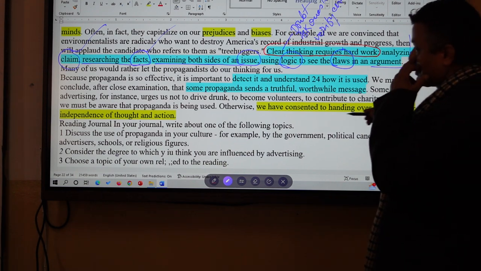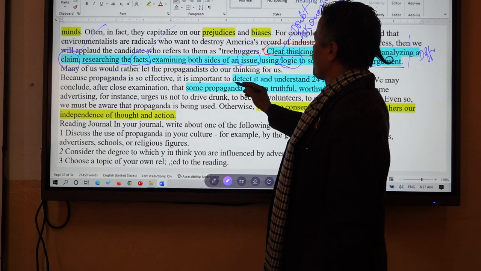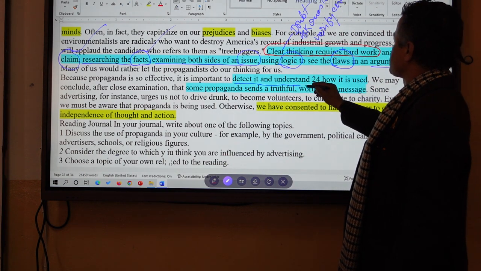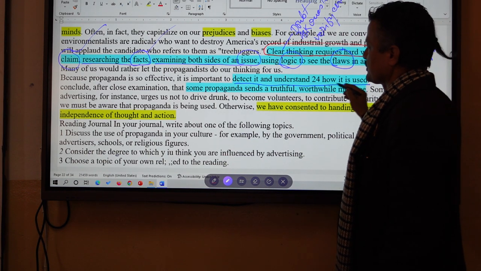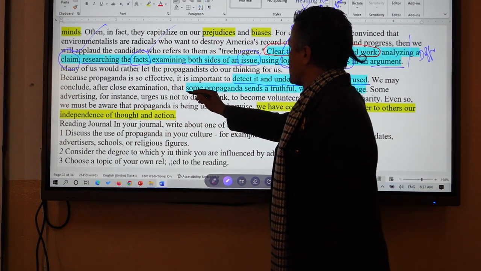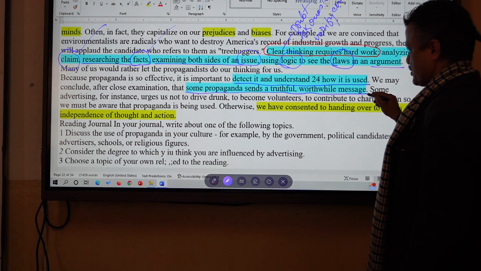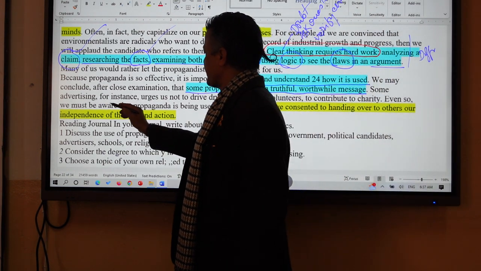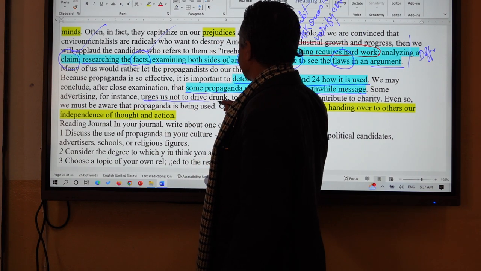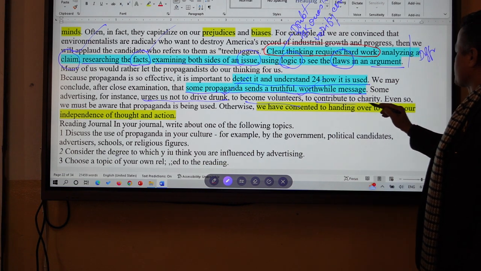Because propaganda is so effective, it is important to detect and understand how it is used. We may conclude after close examination that some propaganda sends a truthful, worthwhile message also. Some advertising, for instance, urges us not to drive drunk, to become a volunteer, to contribute to charity.